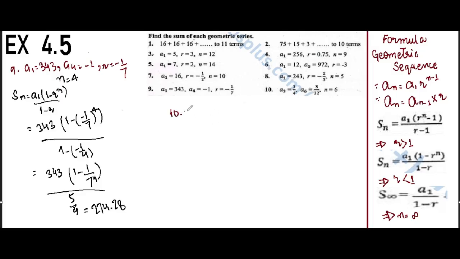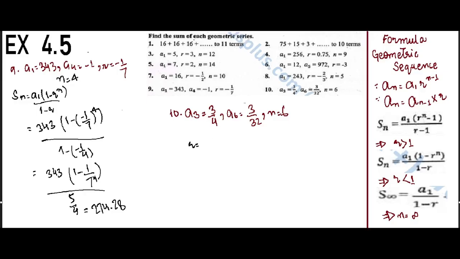Now we have to solve question number 10, the last question of this group of questions. So a3 is equal to 3 by 4, a6 is equal to 3 by 32, and n is equal to 6. Oops, n is equal to 6. Okay, we have to find r and a1.